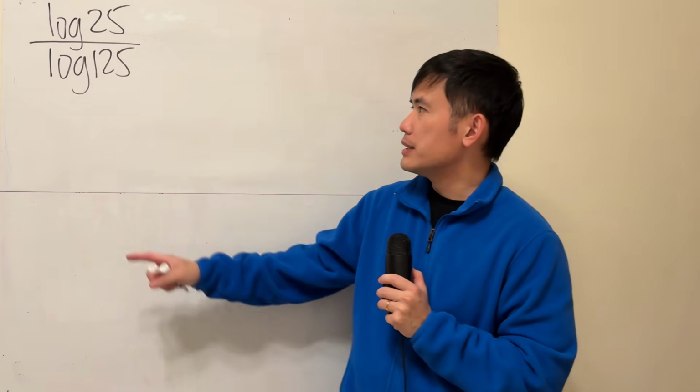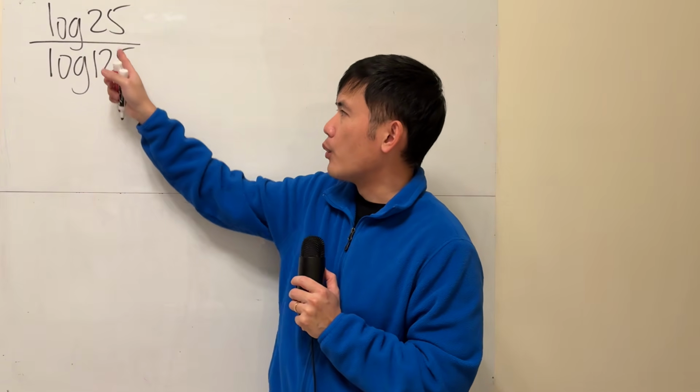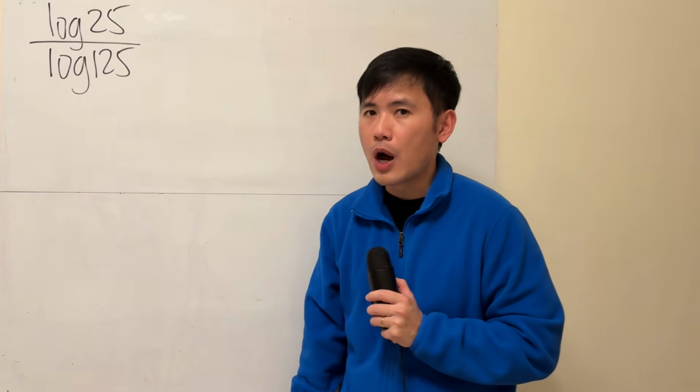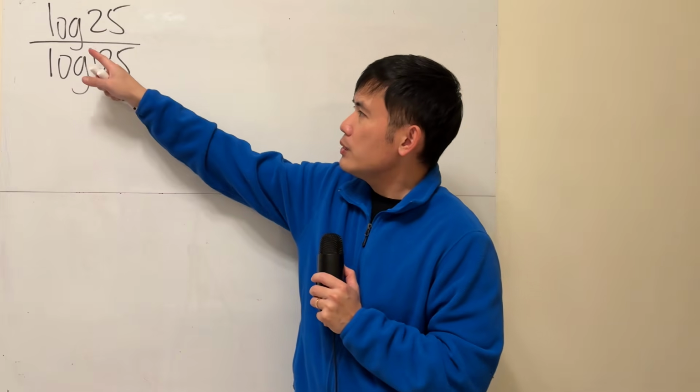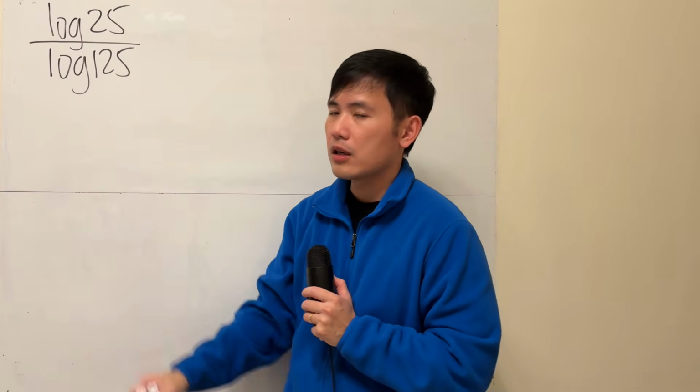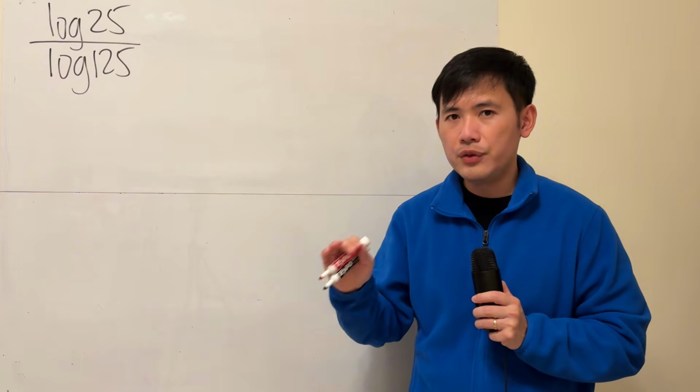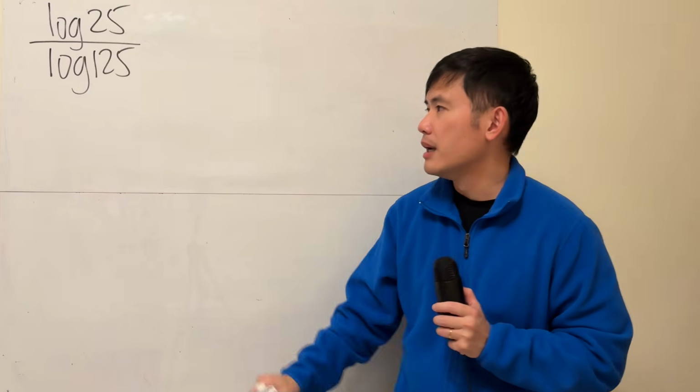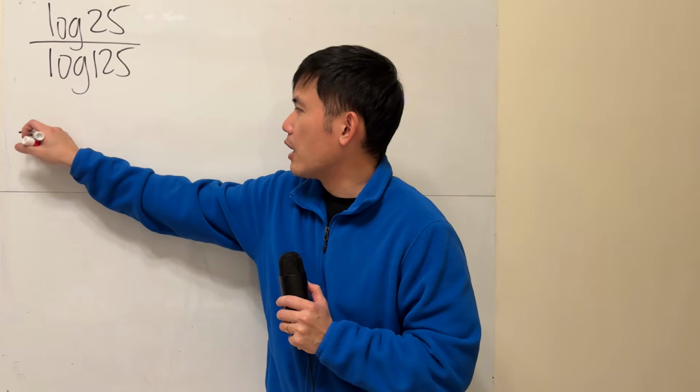So what we are going to do is rewrite this as 5 to the second power and rewrite this as 5 to the third power. But right now, notice we have log on the top and also log on the bottom. This does not give you a subtraction. Keep that in mind. I'm just going to keep them as how they are right now.